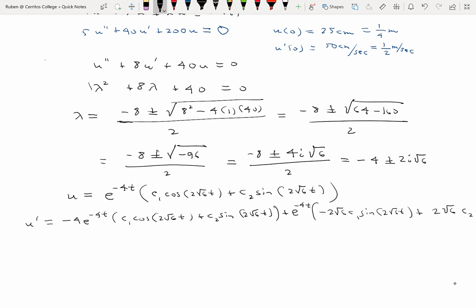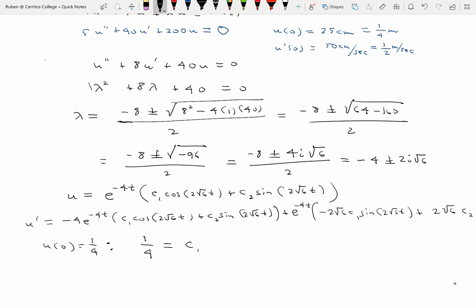Okay, let's apply the initial conditions, and let's not simplify that u prime. So u of 0 equals 1/4. What does that give us? It gives us that 1/4 should equal, back to the original function, e to the 0 is 1, and the sine of 0, when I substitute t equals 0, is 0. So c1 is 1/4.